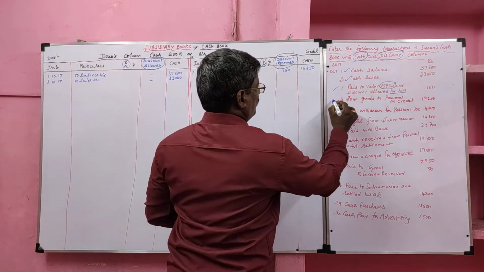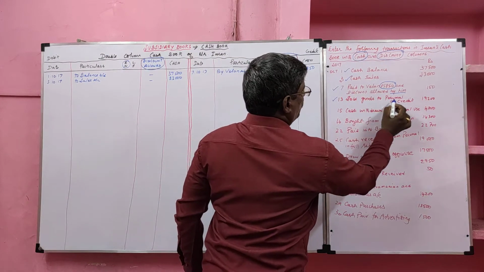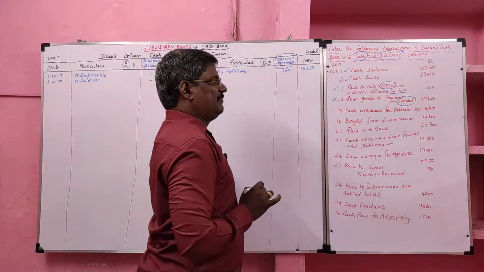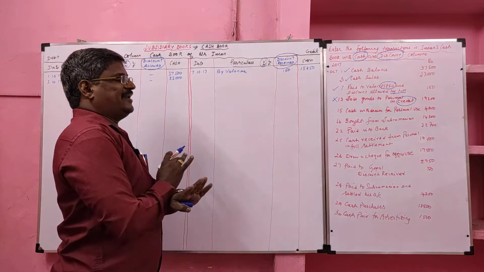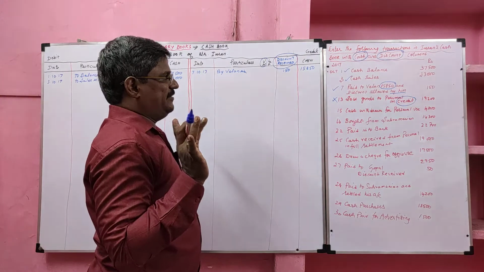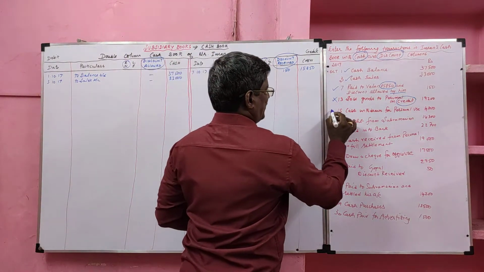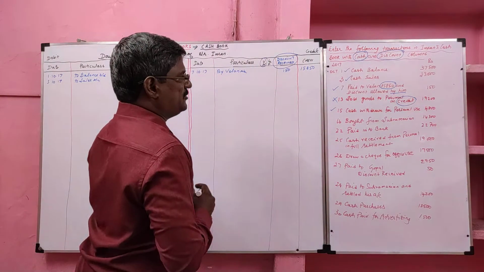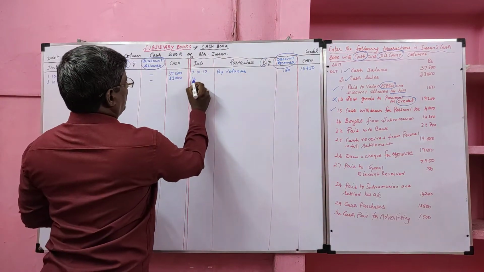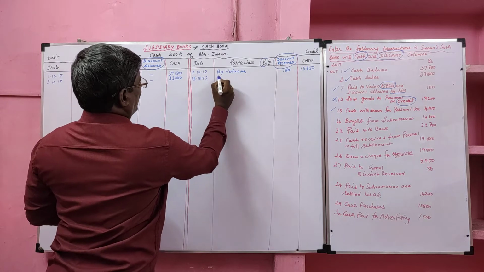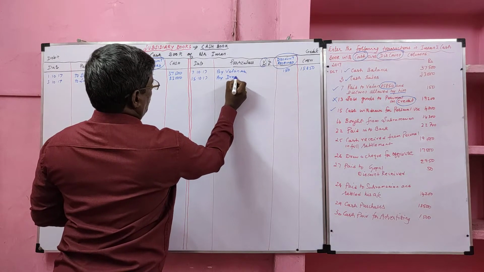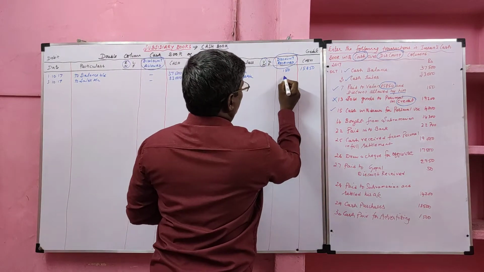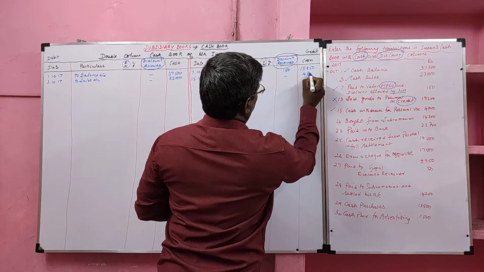Next. Sold goods to Perumal on credit. It is a credit transaction. It will not come. In cash book, credit transactions are not to be recorded. Then 15th. Cash withdrawn for personal use. So it is a payment to the proprietor. We can write as by drawings. By drawings. Payment to the proprietor. How much did we pay? 4,800.